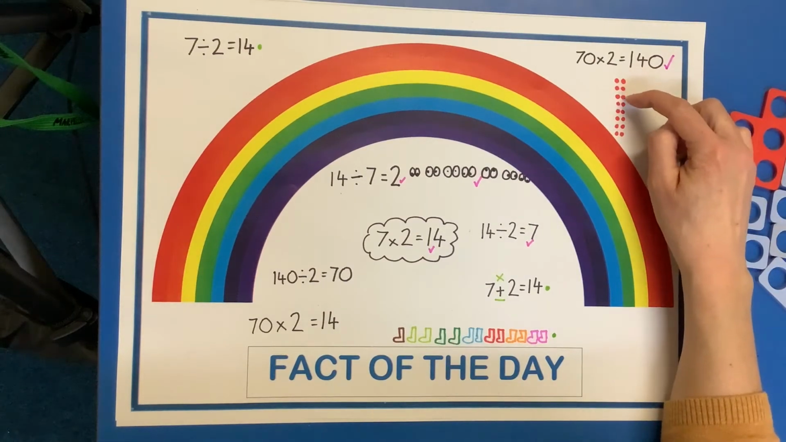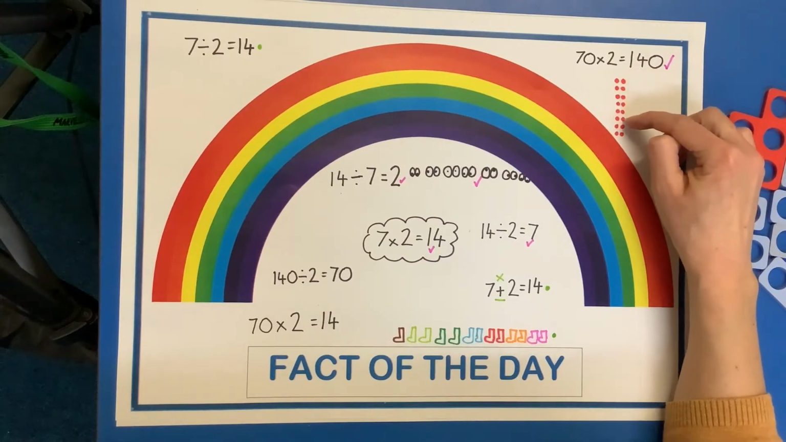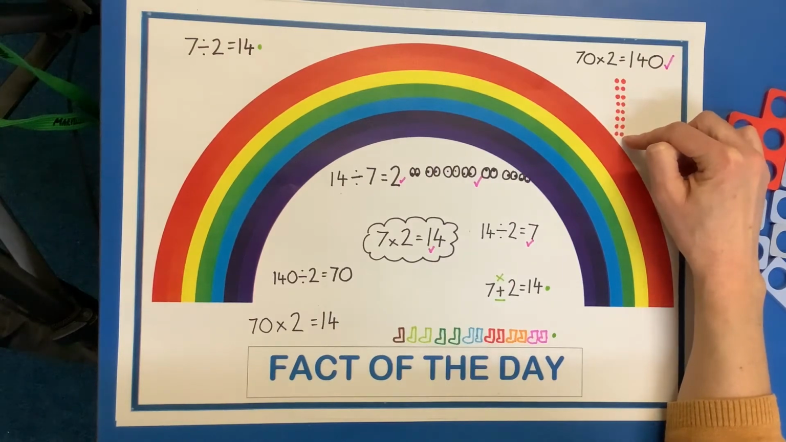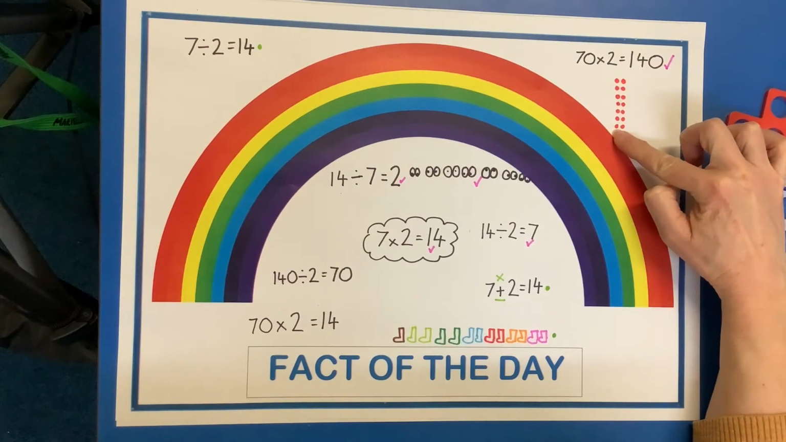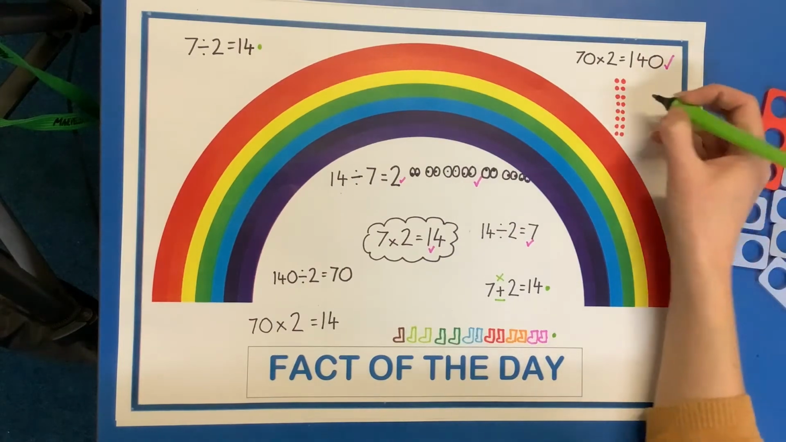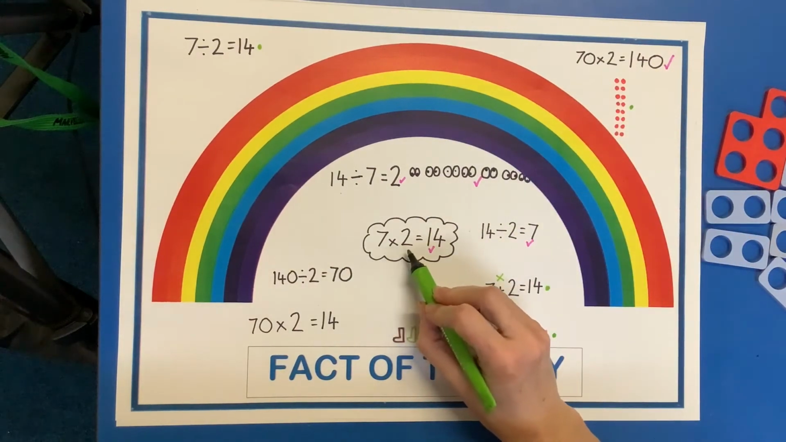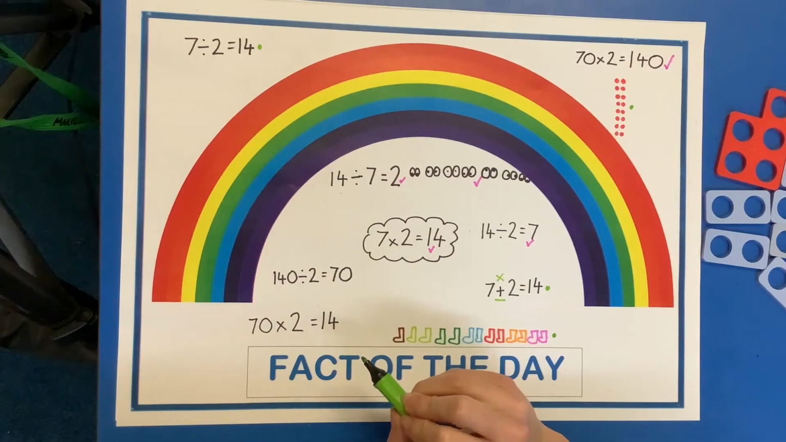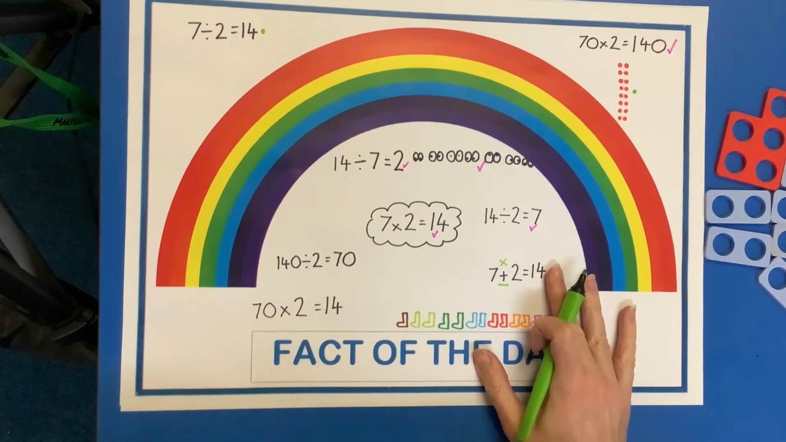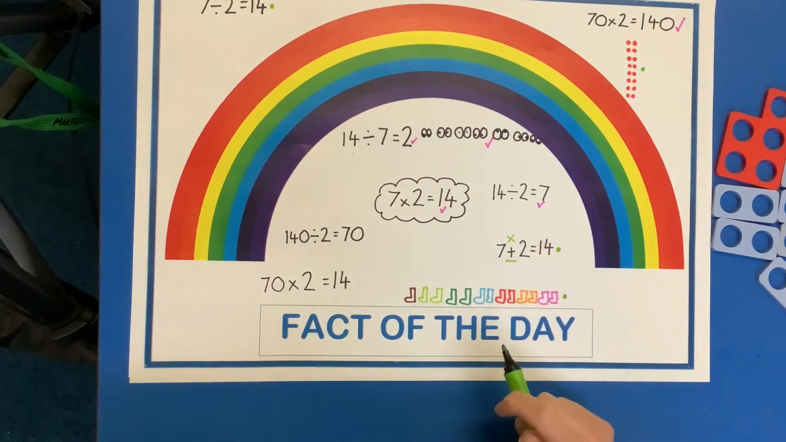2, 4, 6, 8, 10, 12, 14, 16. I've put too many groups in there. So this is a fib. It doesn't relate to the fact that 7 times 2 equals 14. Okay, I've got 2 more number sentences to go. And I've got 4 fibs and 4 truths.